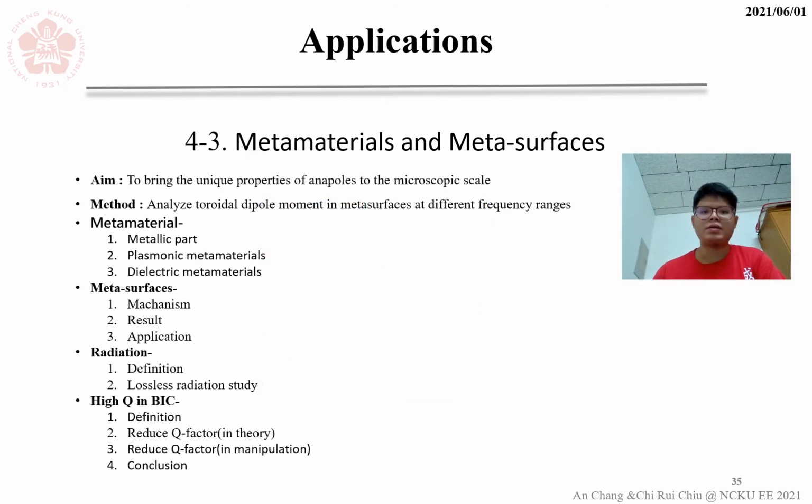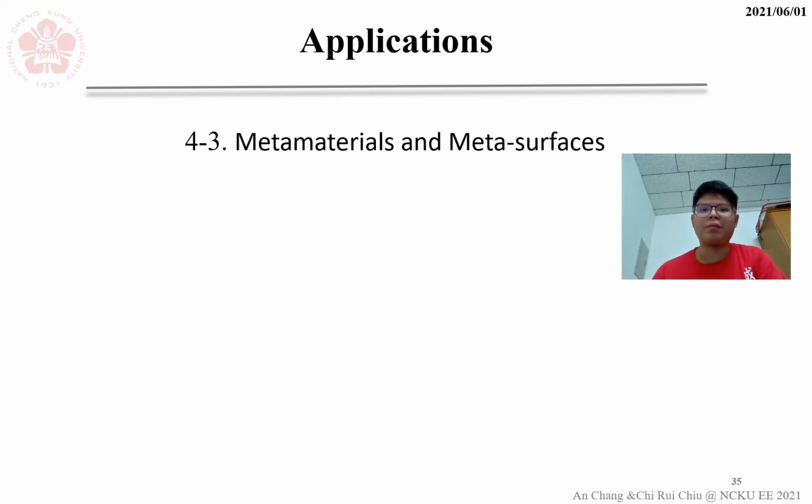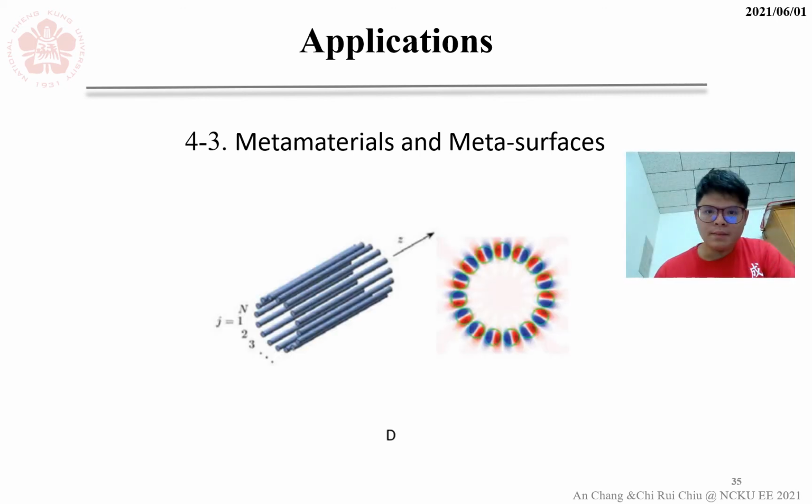A true BIC exists only in an infinitely long chain, when the radiation losses are completely cancelled due to destructive interference, just as in Figure D. The Figure D shows the long chain.